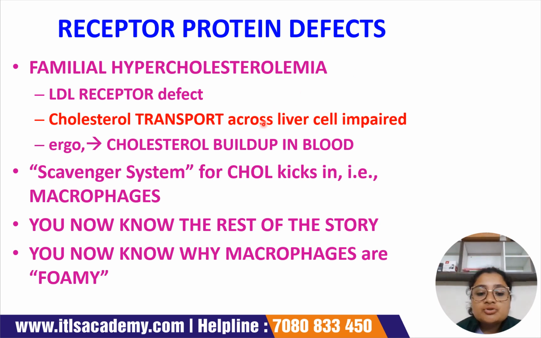Okay, so firstly we have familial hypercholesterolemia among the receptor protein defects. So here what will happen? LDL receptor will be defective. What do you mean by LDL? Low density lipoprotein, which is actually a bad cholesterol for our body. Okay, it is a type of cholesterol which is bad. If taken in more amount, then it gets deposited in the arteries because its density is more. So it gets deposited.